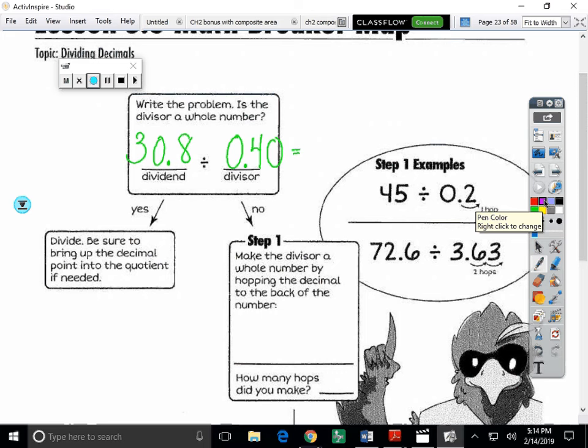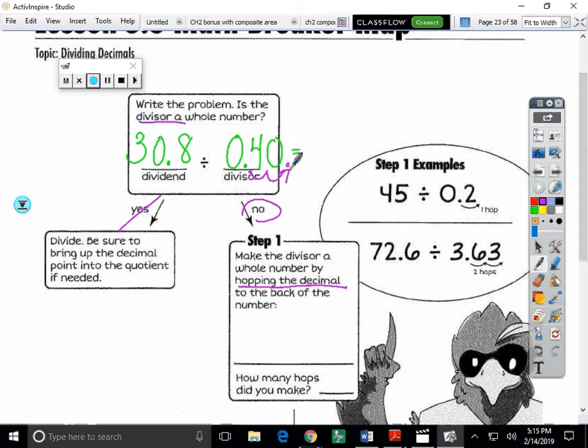So, following the rules, check the divisor first. Oh, my divisor, it has a decimal. So the question is, is it a whole number? No, it's not. So I'm going to have to follow step 1. I'm going to have to start hopping the decimal, also known as multiplying by tens. So if I hop the decimal, how many hops do I have to move? 1, 2. Looks like it's going to take 2 hops for 2 groups of 10, or multiplying by 100.